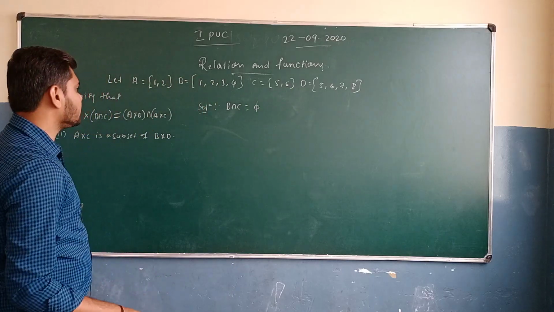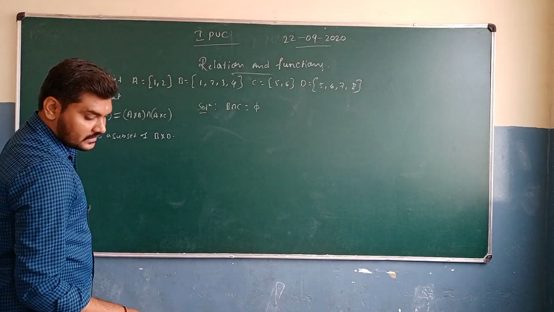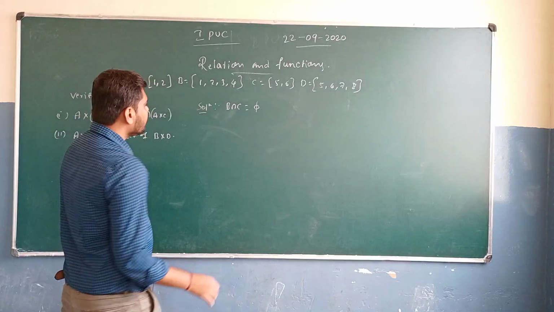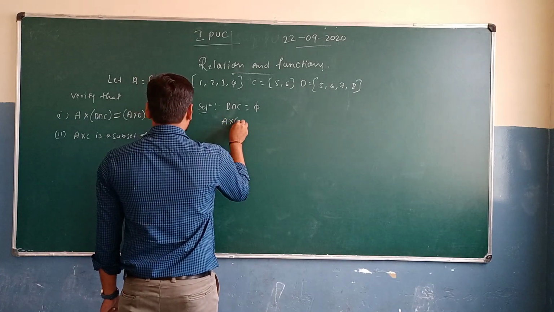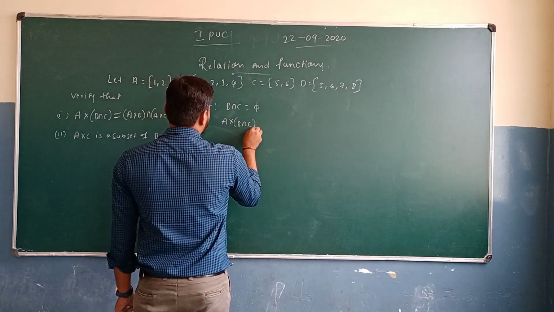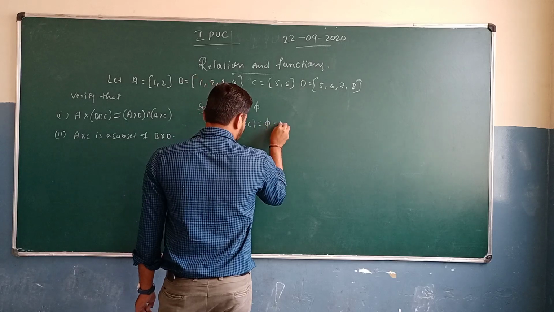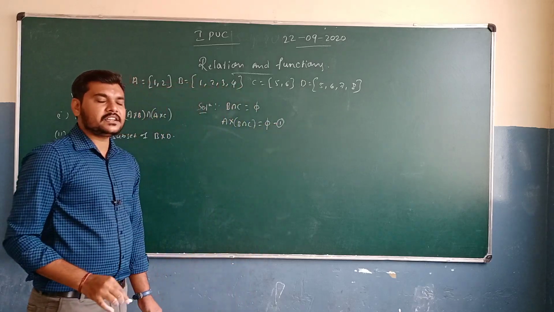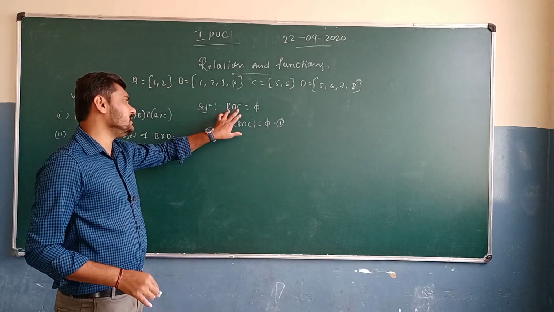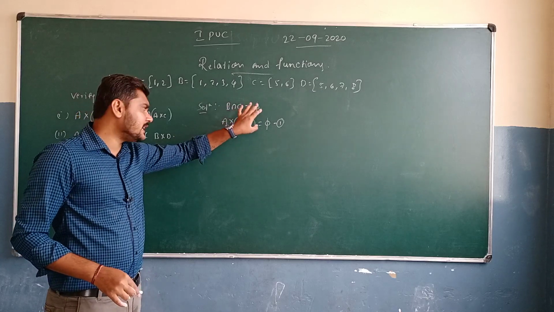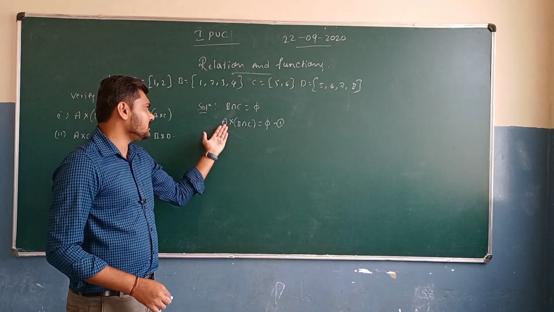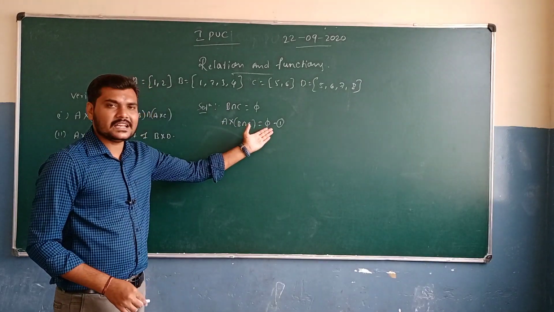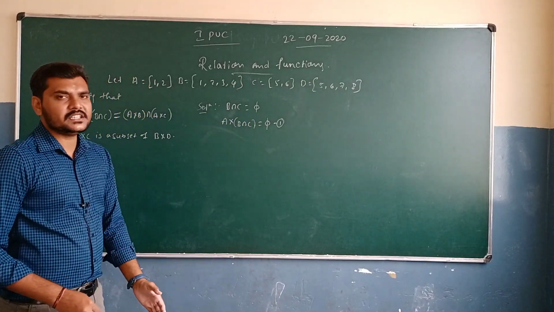So B ∩ C is an empty set. Next, A × (B ∩ C) is going to be empty. Equation number 1. Because there will be no common elements in B and C, there are no elements for the Cartesian product to form. So A × (B ∩ C) is going to be an empty set. That's going to be equation number 1.